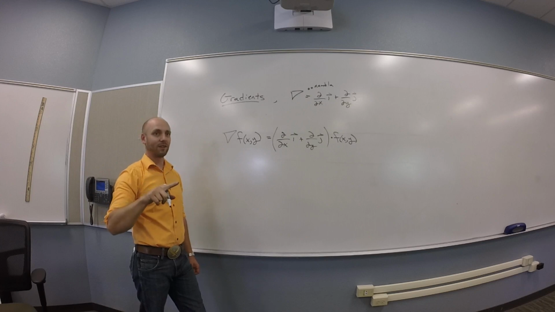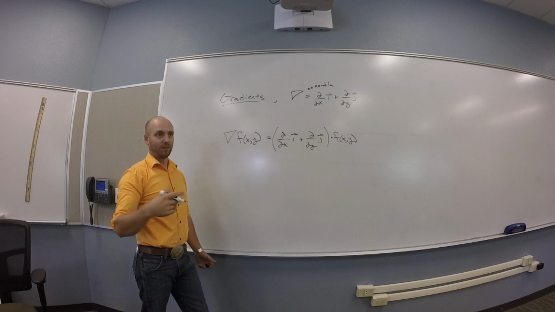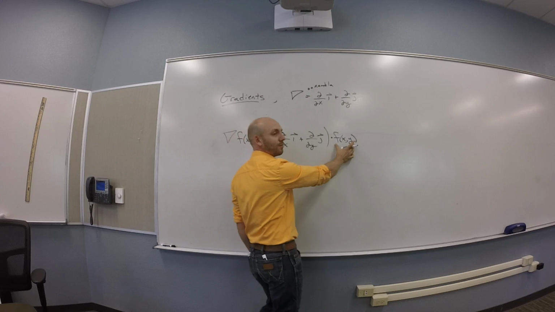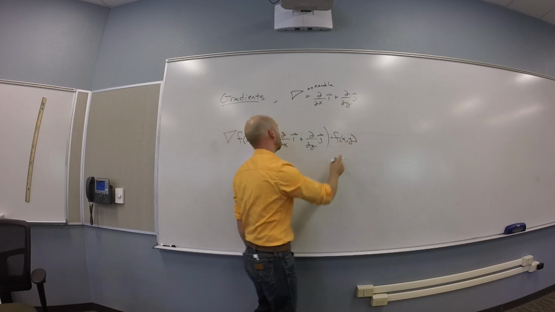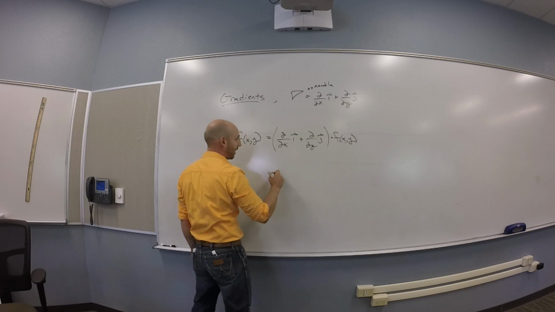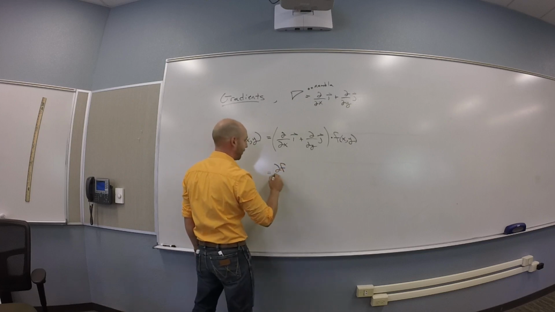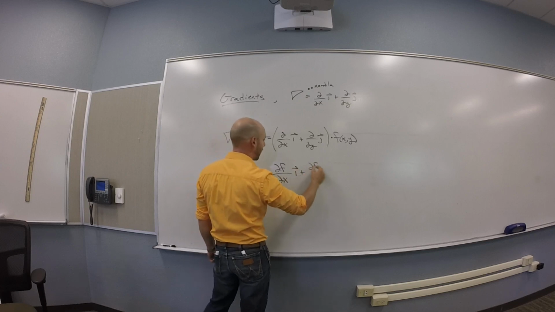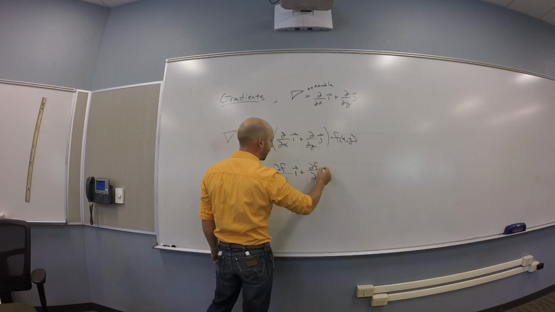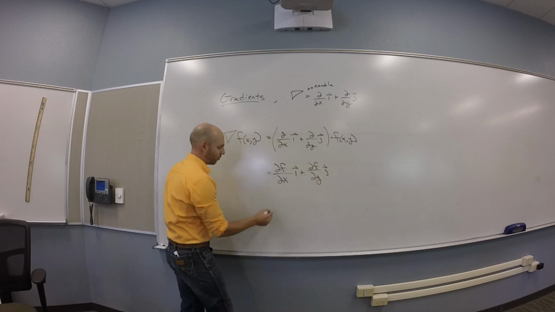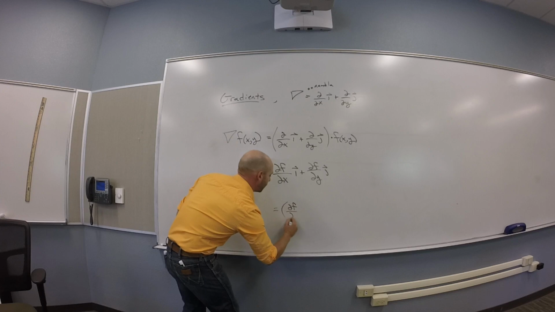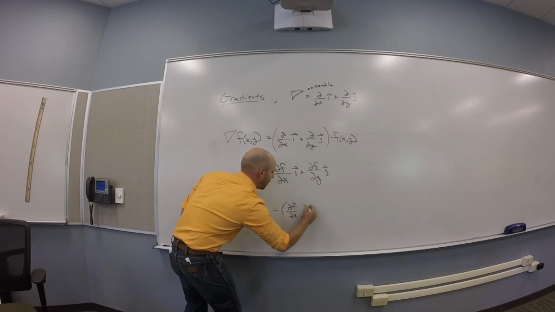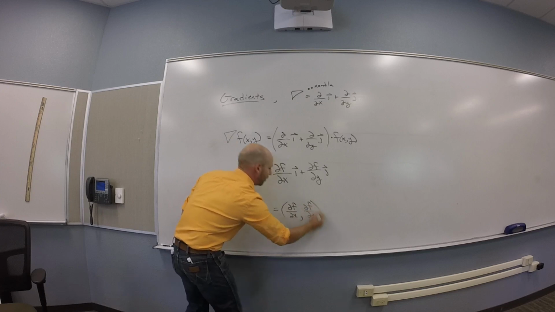Because f is itself some kind of a function, right? But the output of f is going to be a number, like a scalar. Okay, so you're going to get the partial of f with respect to x times the i vector plus the partial of f with respect to y times the j vector, which you could think of as partial f with respect to x, comma, partial f with respect to y.